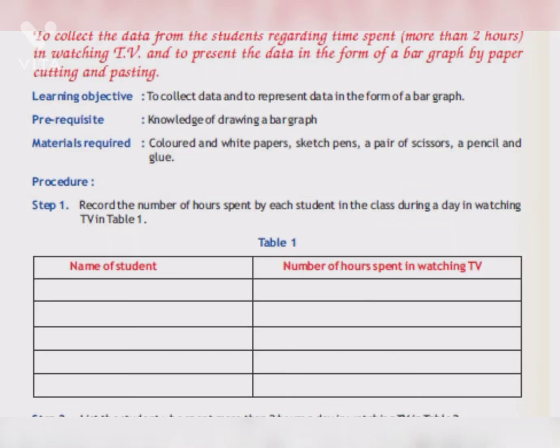Now the next activity is to collect data from the students regarding time spent in watching TV and to represent the data in the form of a bar graph by paper cutting and pasting. Here learning objectives, prerequisites, material required as well as the table are given to you properly.